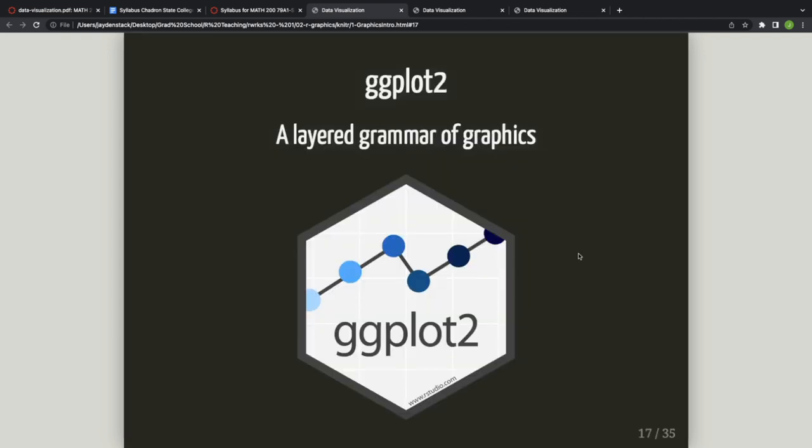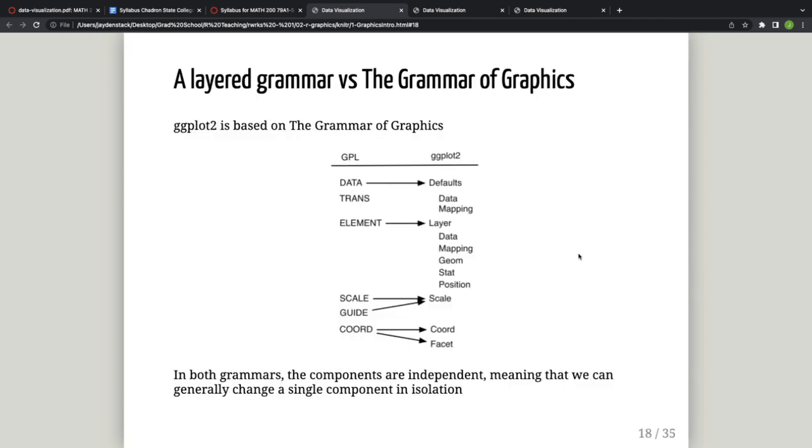Okay, so now actually getting into the syntax and looking into the ggplot2 package, which is a layered grammar of graphics. What this means is ggplot2 is based off the grammar of graphics, but let's think of this as layering every single part of that grammar on top of each other, right? We're going to start with the data. That's going to be our default. We're going to start with the trans, which is going to be the transformations of our data into what we want it to be. Okay, our elements, which are going to be our layers of data that we're going to build on top of each other to build the infrastructure of the graph that we're actually trying to use to convey information.